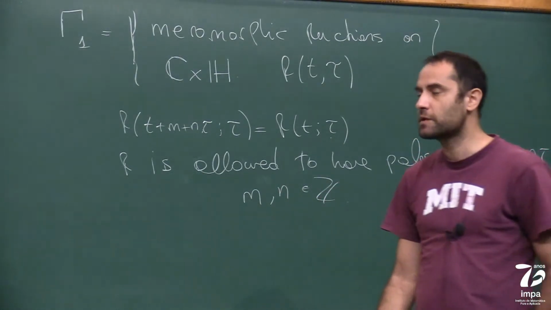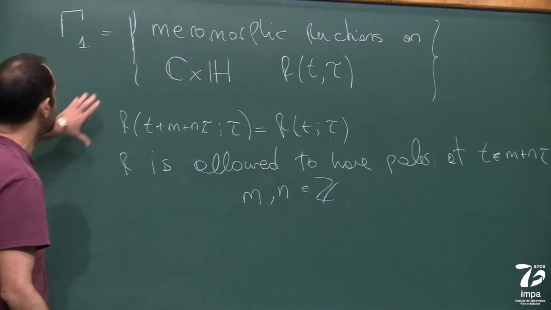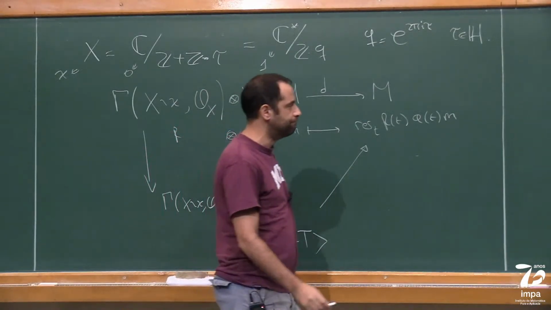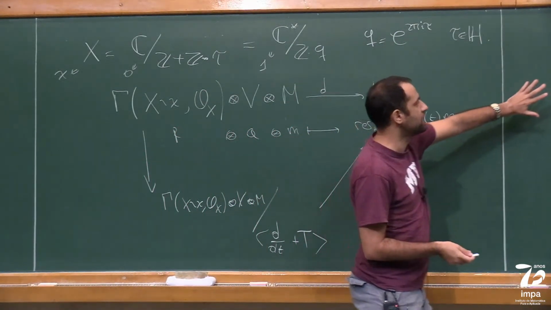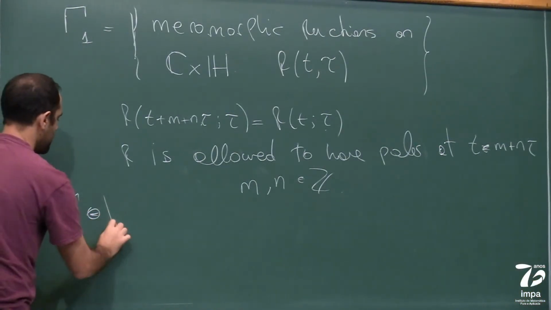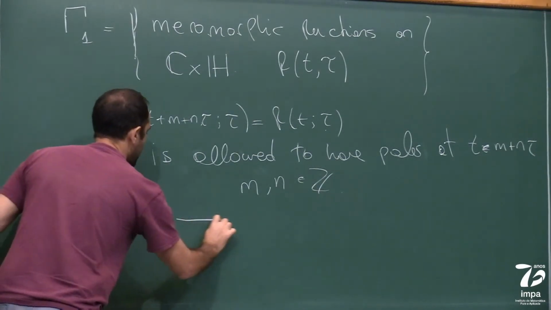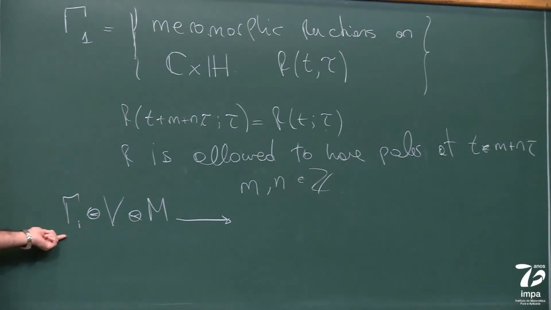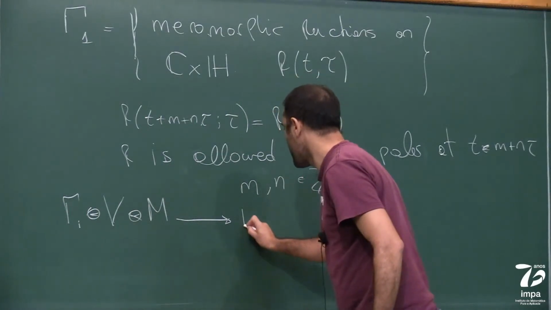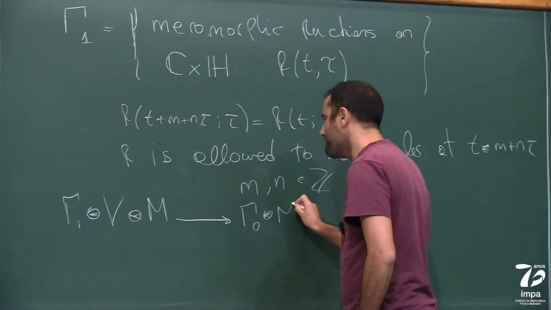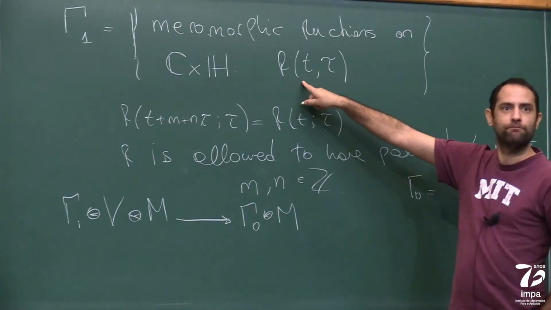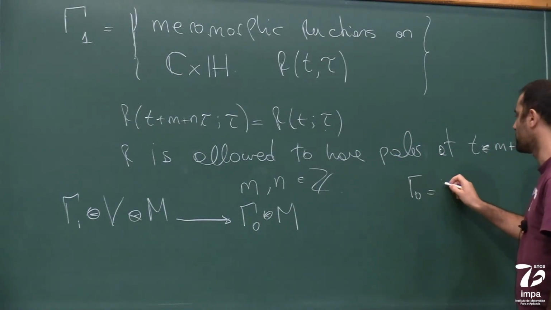Okay. So these are functions. Once I fix tau, this set of functions is the same thing as the set of holomorphic functions on the curve minus the given point. Okay, so I'm going to consider those functions, and I'm going to take the same differential. So I'm going to take gamma 1, tensor v, tensor m, and I'm going to map it. Well, this thing, whatever I do, is going to depend on tau. So I'm going to map it to, I could say, gamma 0 tensor m, where gamma 0 is just this with one less coordinate.